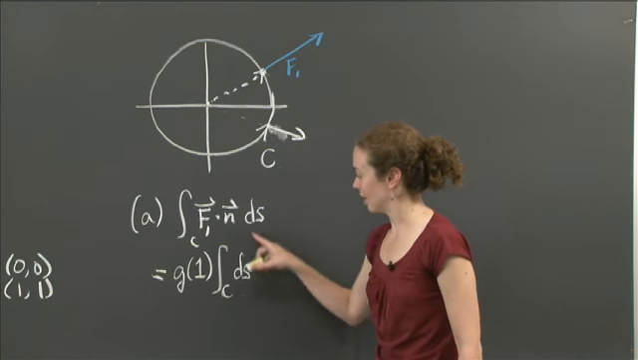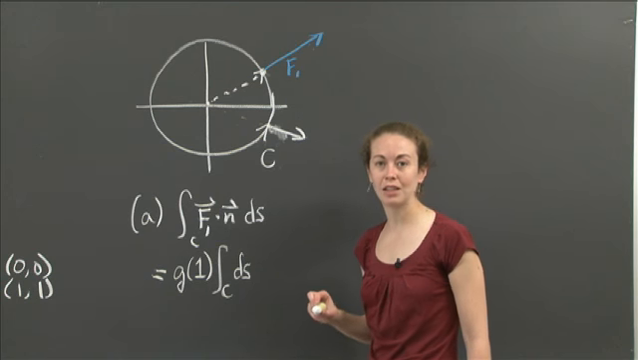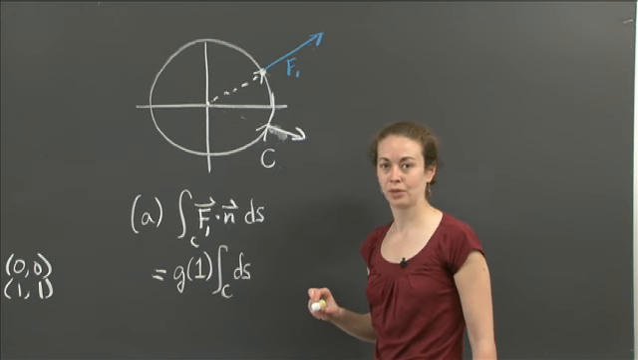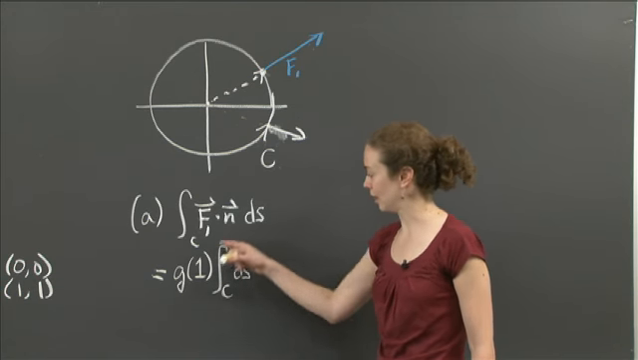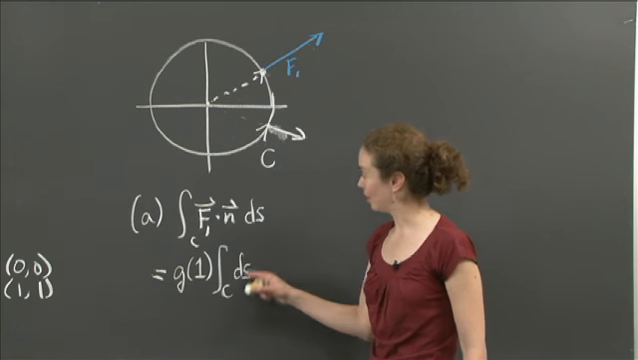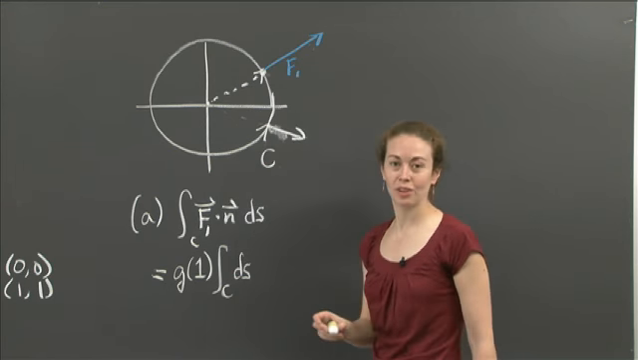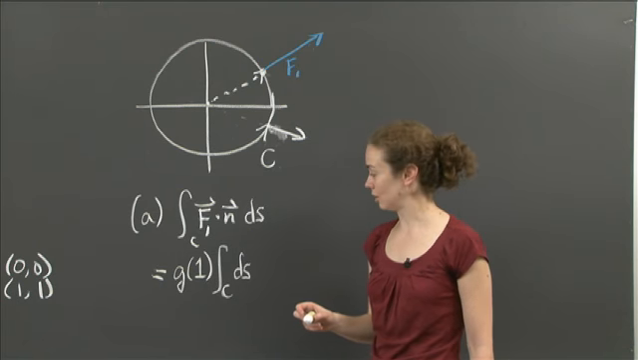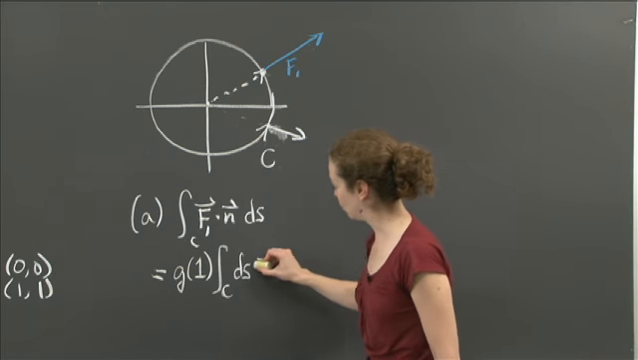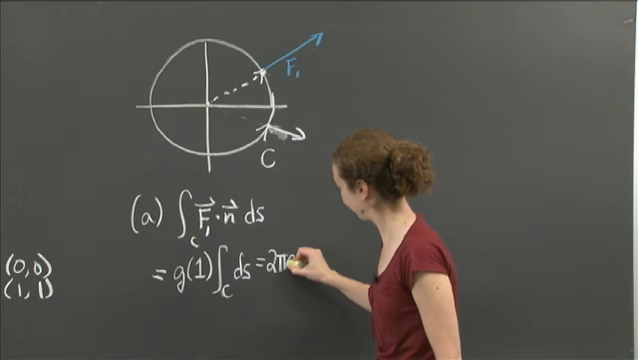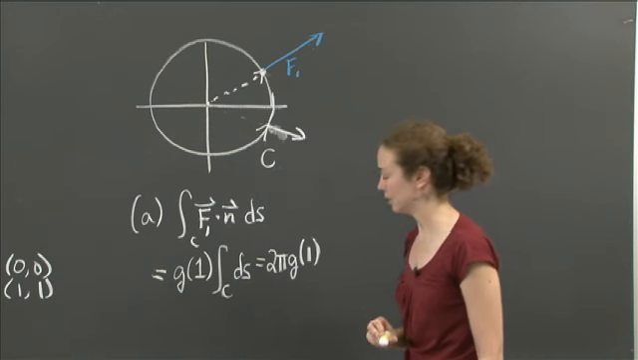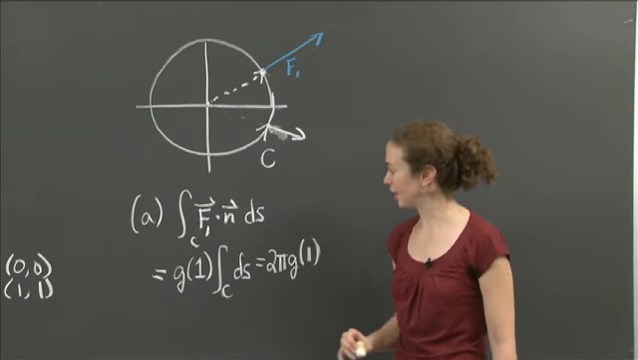Now what is this? If I integrate this, I should pick up exactly the length of the curve, because this is the derivative of arc length. So when I integrate this, I get arc length. But it's a unit circle, so the arc length is just the circumference of the unit circle. So that's 2 pi times g of 1. And that's all you get.